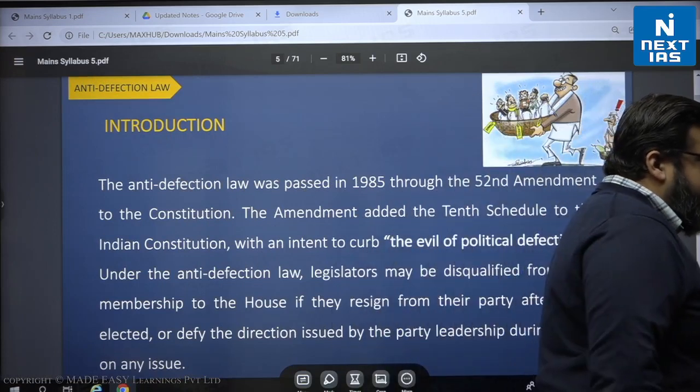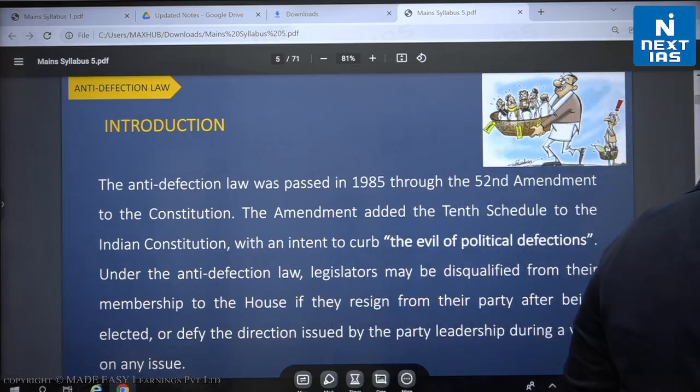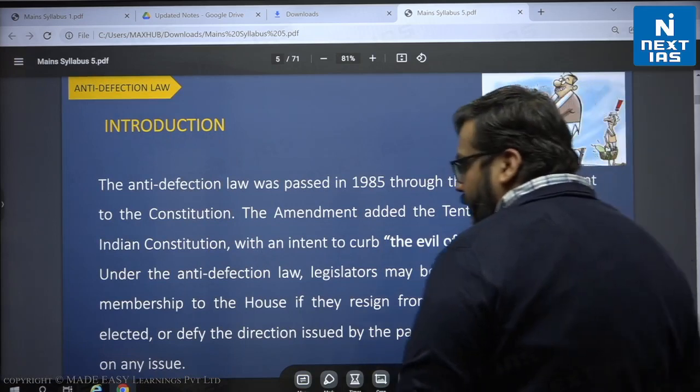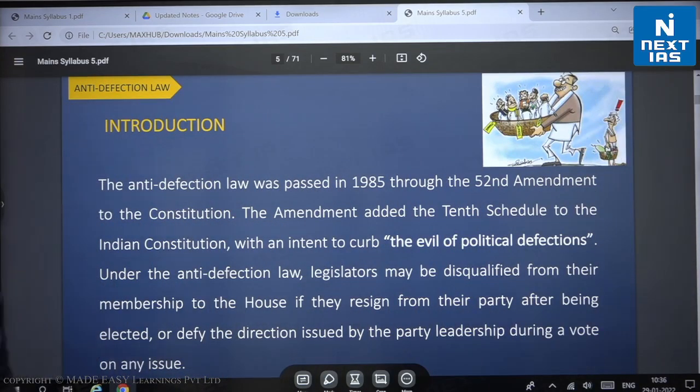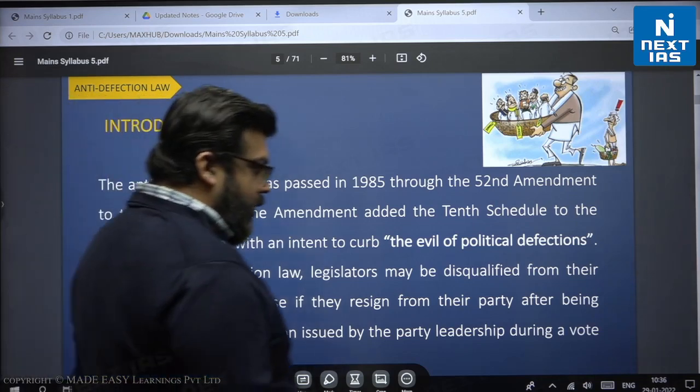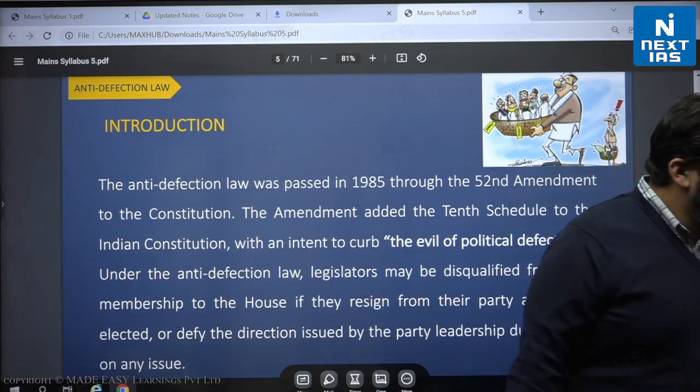All right, good morning. We had discussed the basics of anti-defection law. We'll do a full analysis of anti-defection law today. Okay, चलिए. So let's start with anti-defection law.